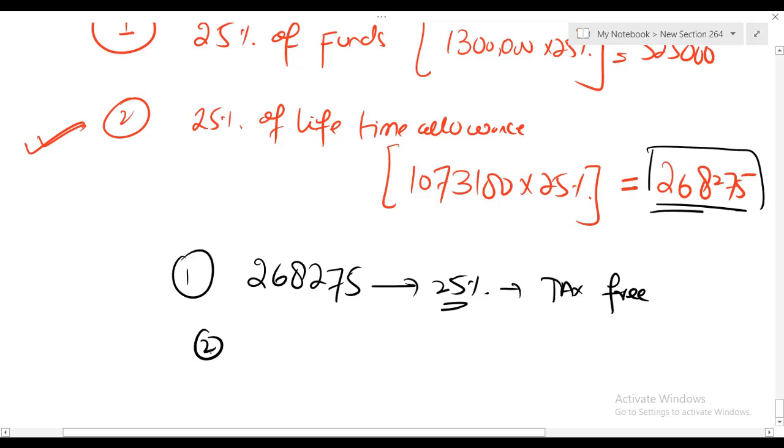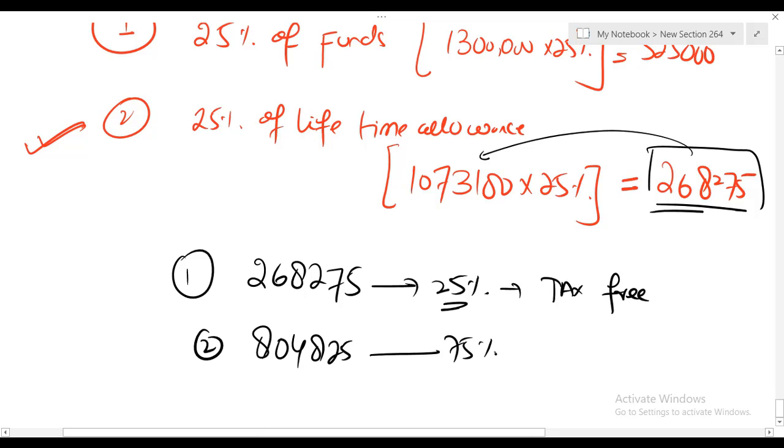Second, now the question is, what is the rule for the remaining 75%? Now please look at this, guys. If I subtract 268,275 from the lifetime allowance, what will I get? 1,073,100 minus 268,275. I'm getting 804,825, which is 75%.